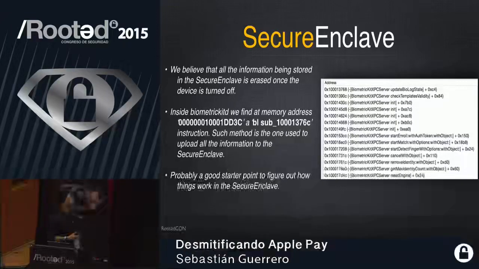So I analyzed the Diamond biometric kit, which is the process doing all the biometric process with Apple Pay, and I realized that at the memory direction address, there is a branch. So inside the biometric kit, we find a memory address. Such method is the one used to upload all the information to the secure enclave. All these cross-references, all these calls take information from the terminal and send it to the secure enclave. And from the secure enclave, we also take information and store it on the terminal.